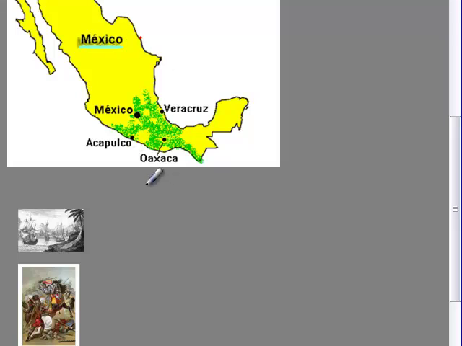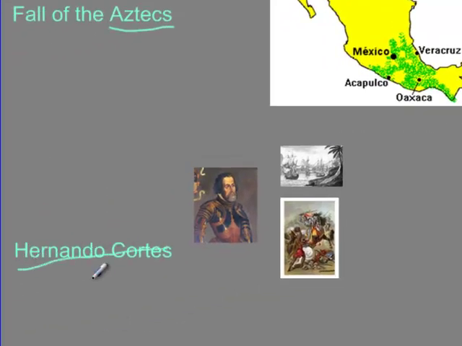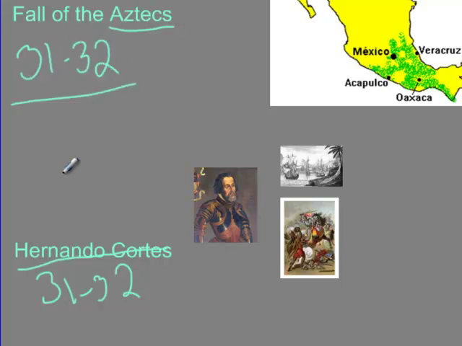And the person that is going to be overthrowing them or leading the conquest of them is Hernando Cortez, and he is on page 31 and 32, and the fall of the Aztecs is on 31 through 32 as well. But you need to know that he comes into Mexico with 508 conquistadors. He's overthrowing the Aztecs.